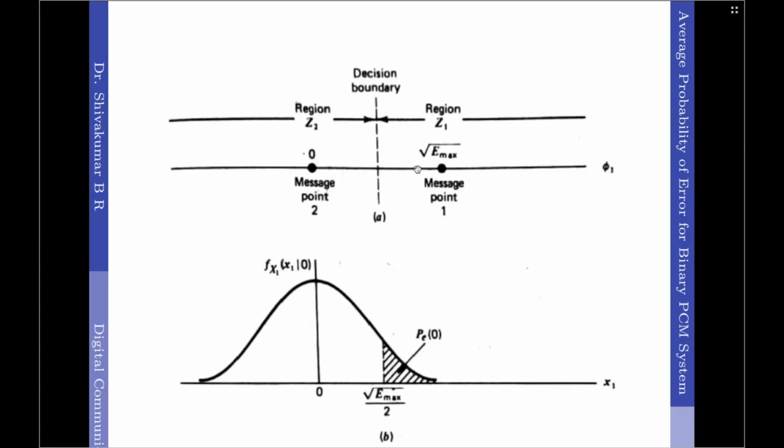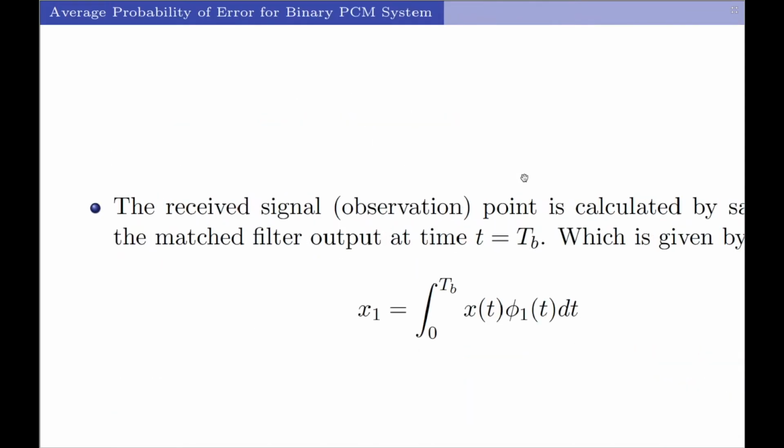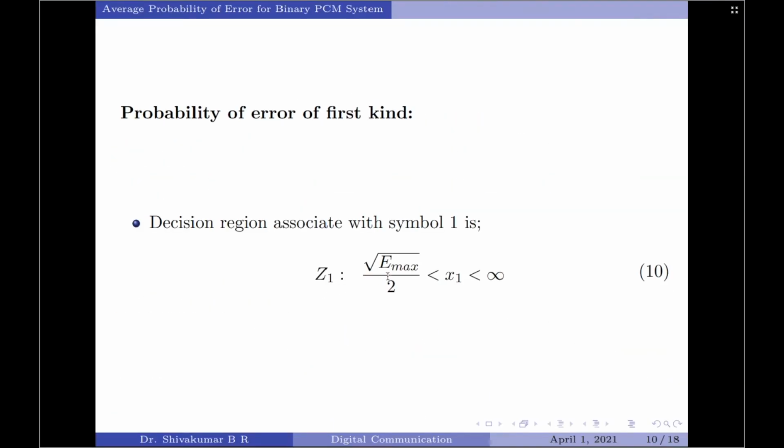Now, let us go back to the signal space diagram and analyze the decision region that is associated with symbol 1. You can see the region Z1 is marked by the starting point, which is equal to root of Emax by 2, and the ending point is infinity. So the decision region Z1 is represented by root of Emax by 2 till infinity. So if x1 has a value anywhere between root of Emax by 2 and infinity, then a decision is always made in favor of symbol 1. That is what it means.